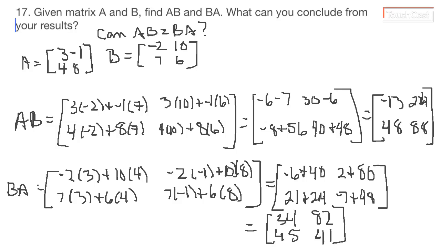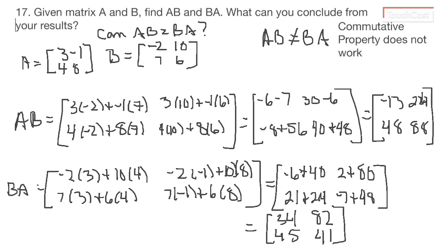So what we can conclude is that AB does not equal BA, which means, if we're thinking about some properties, that the commutative property does not work with matrices. That's really what we needed to get from that example.